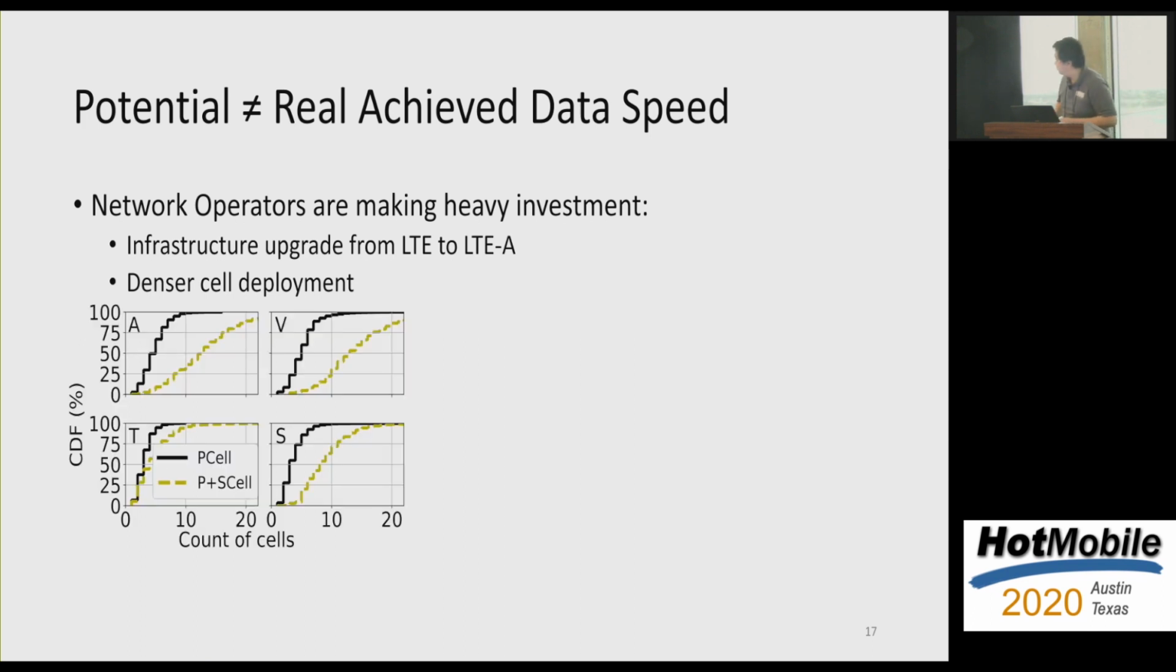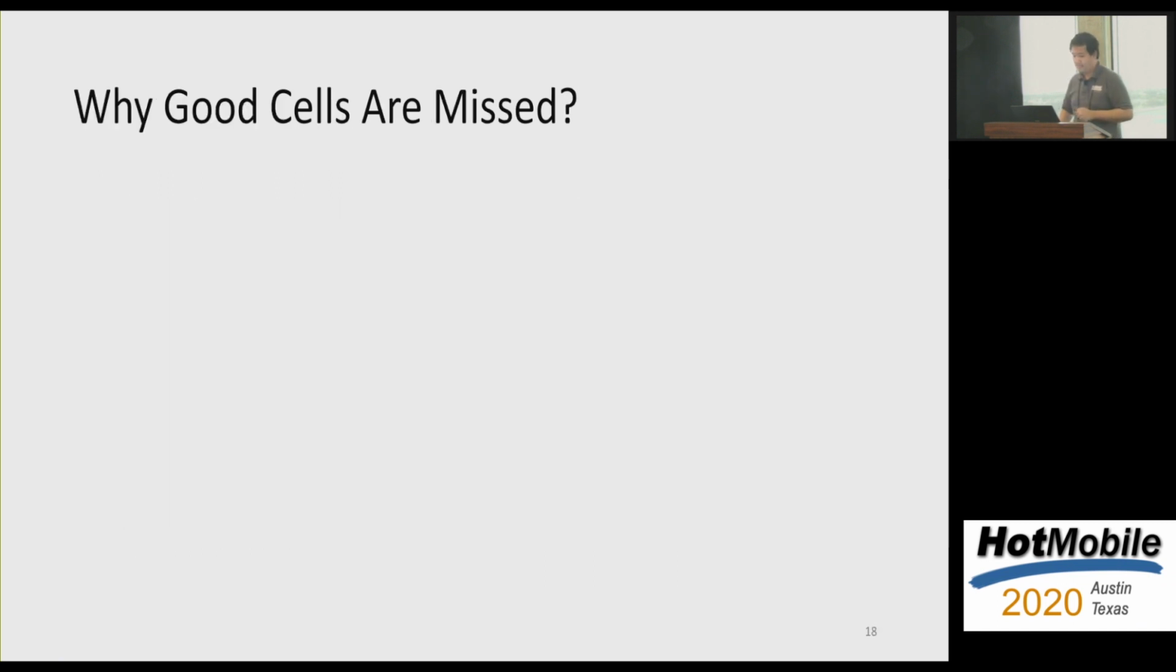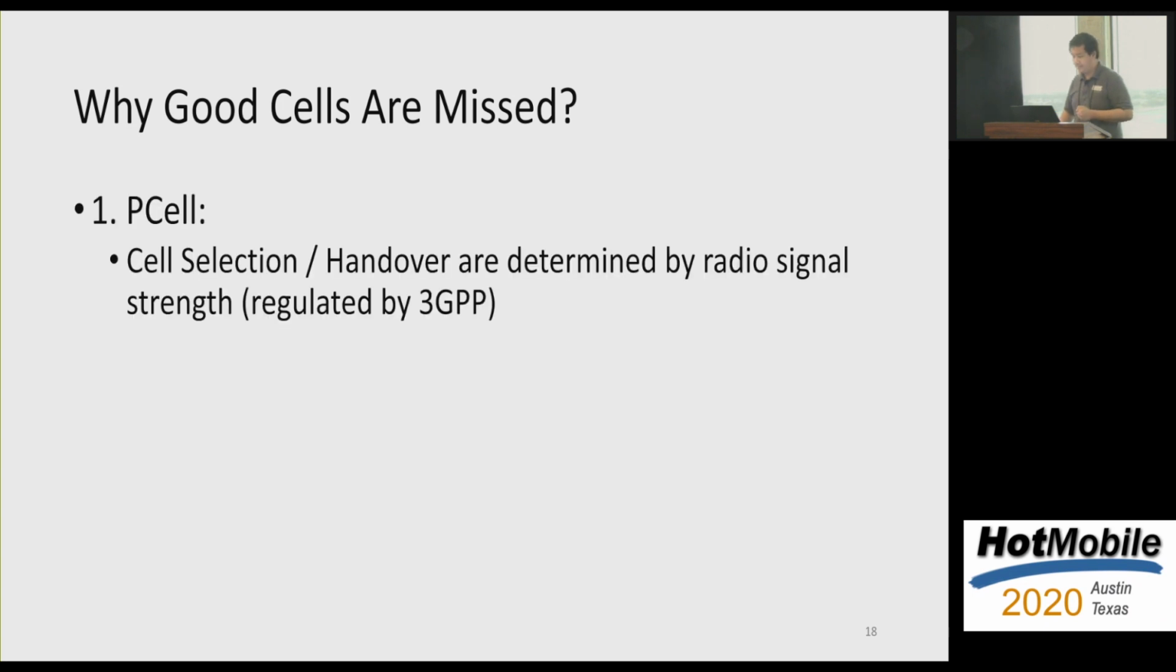For example, here we plot the CDF of the observed serving cells, including both the P cell and secondary cells, for all four operators. We can see that such dense cell deployment means that all mobile devices will have more and more serving cell options to use. But the problem is the mobile device doesn't always select the best serving cell sets. So the question is, why are these good serving cells missed?